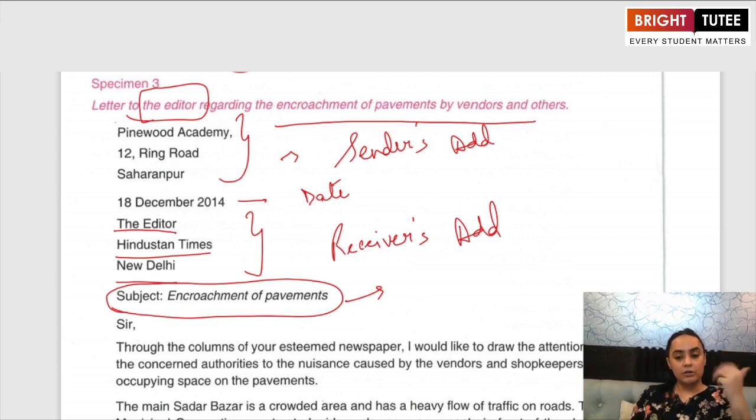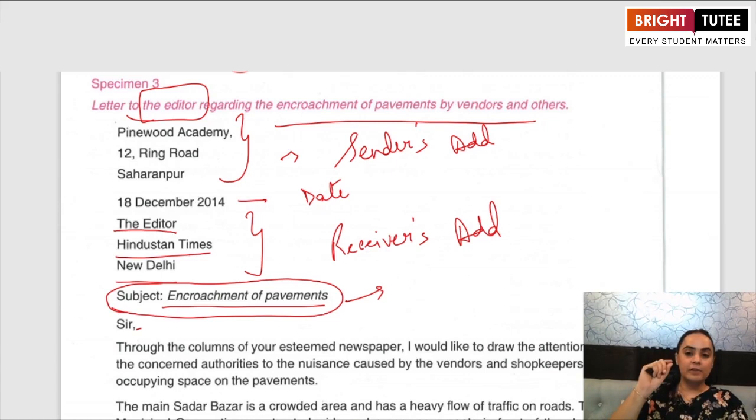So on coming across your letter, the editor should know what it is going to be about. So the subject is going to inform the editor of the reason why you're writing a letter to him. So encroachment of the pavements is your subject, and then you write your salutation.